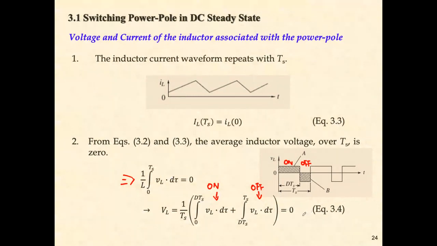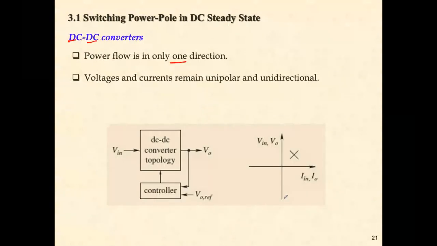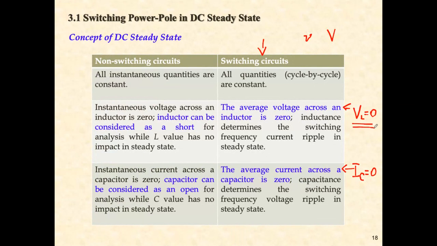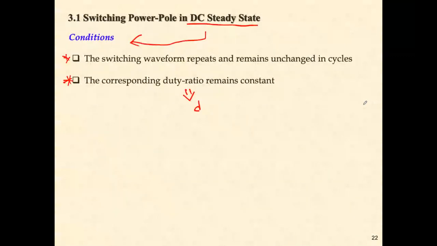Actually, I just want to tell you that for this waveform, the average VL, capital VL, is equal to 0. We just saw that before, right? Where is it? It's here. We just learned how it comes, why the average voltage across the inductor is equal to 0.